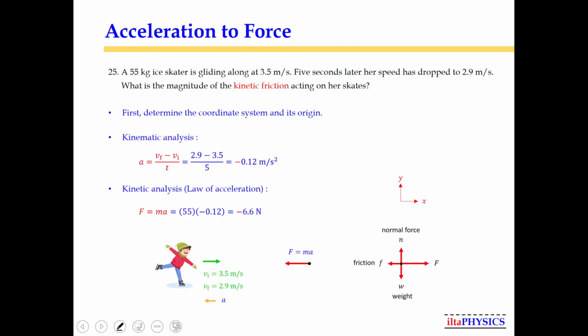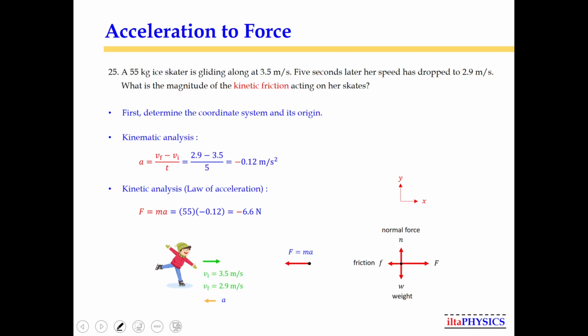Problem number 25 describes a 55-kilogram skater who is running at 3.5 meters per second and slowed down to 2.9 meters per second over 5 seconds. It asks what the kinetic friction acting on the skater was. The first half of the problem provides kinematic information about velocity and time, and the question asks for the friction force, which is a kinetic concept. This is a typical basic problem that can be solved with Newton's second law.